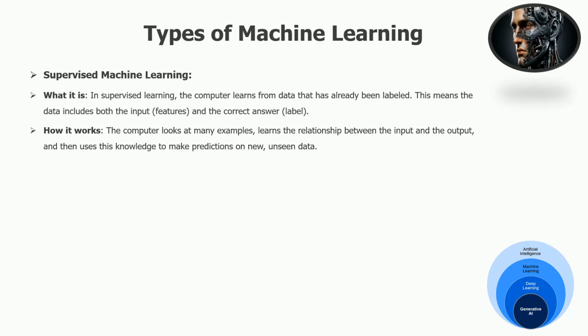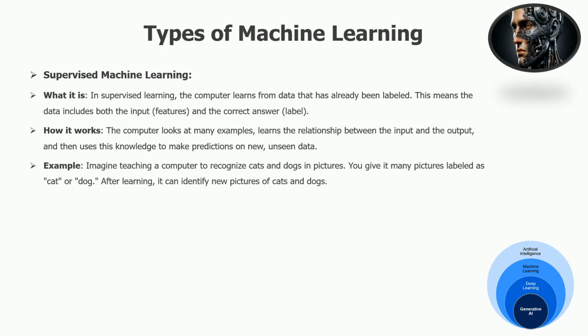So how does it work? The computer looks at many examples. So here you have to provide so many pictures of fruits with labels. It learns the relationship between the input and the output, and then uses this knowledge to make predictions on new unseen data. So when you provide a new picture without any label, your model would be able to recognize or predict. Imagine teaching a computer to recognize cats and dogs in pictures. You can give it many pictures labeled as cat or dog. After learning, it can identify new pictures of cats and dogs.